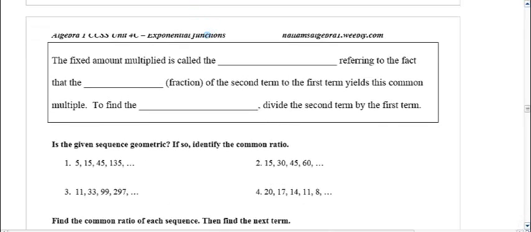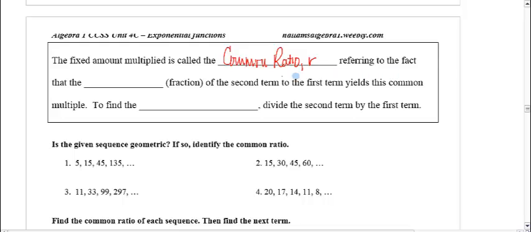All right, so as we talked about a little bit yesterday, that fixed amount that is being multiplied is called the common ratio. Let's see if we can get that right. Common ratio. Again, we're familiar with this term. I'm going to give you the notation for it. Notation is r for common ratio.